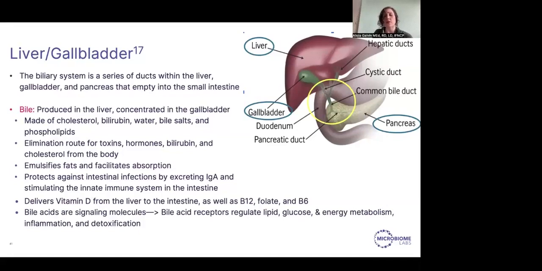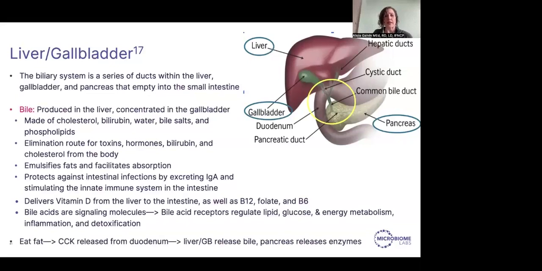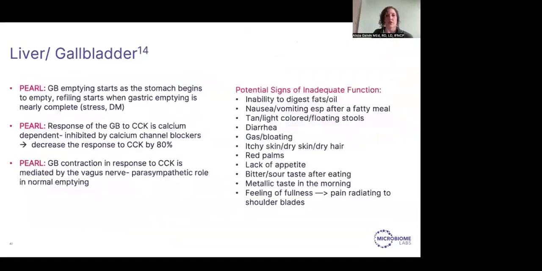There are also signaling molecules. So bile acid receptors, which are sprinkled throughout our intestine and our body. When these bile acids bind to these receptors, they actually can regulate certain cardiometabolic action, so lipid and glucose and energy metabolism. So not only does bile act locally as a fat emulsification agent, but it also acts as a signaling molecule for other systems within the body. So when we eat fat, we get CCK released, liver and gallbladder release bile, pancreatic enzymes, etc. So it's just kind of the function there.